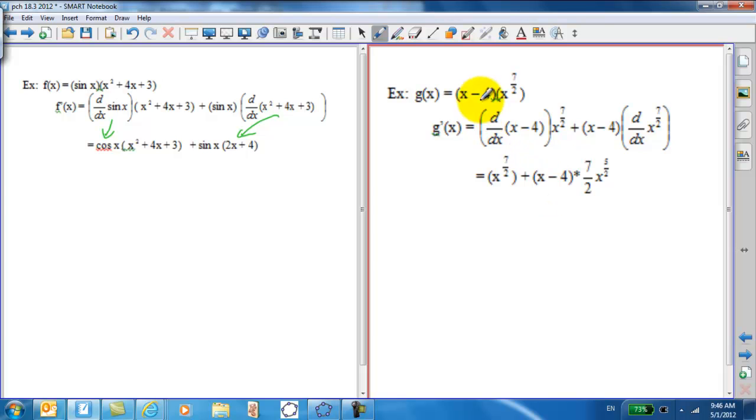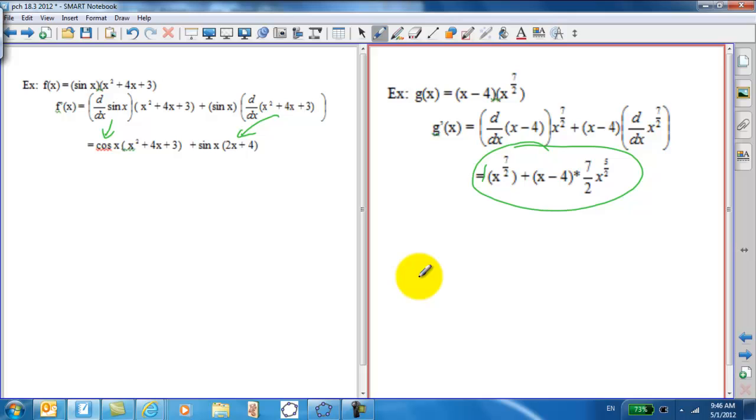Even in this case, (x minus 4) times x to the 7 halves. Take the derivative of x minus 4, that's just 1. And over here, we leave x minus 4 alone, take the derivative of x to the 7 halves, and you get 7 halves x to the 5 halves. Now, I would accept this.